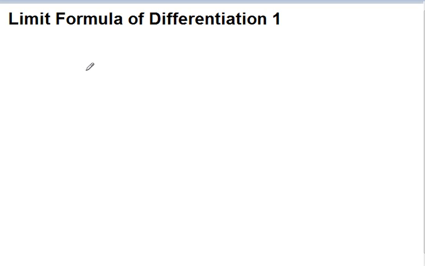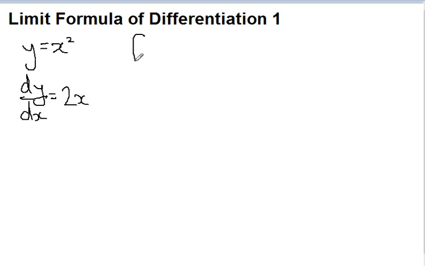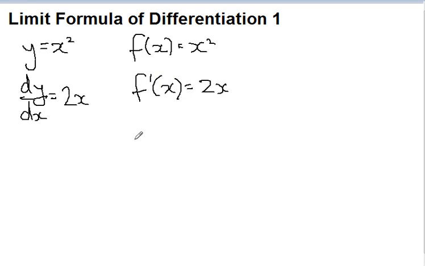So this is the follow on from Differentiation 2. One of the things that we did in Differentiation 2 is we showed that for the curve y equals x squared, dy by dx, the gradient function, is equal to 2x. In this video I'm just going to change the notation slightly. I'm going to use function notation: f of x equals x squared, and instead of dy by dx, I'm going to use f dash x, which is 2x. So just a slight change in notation for this video.